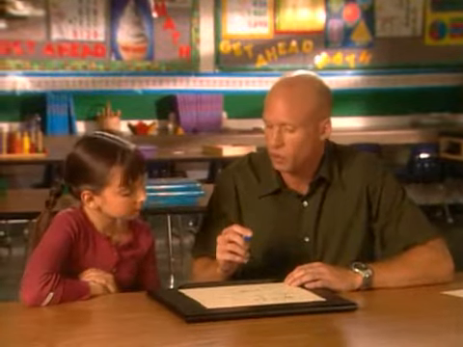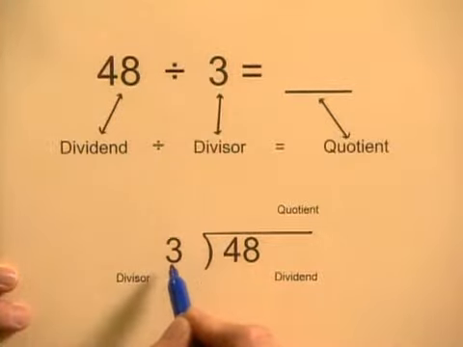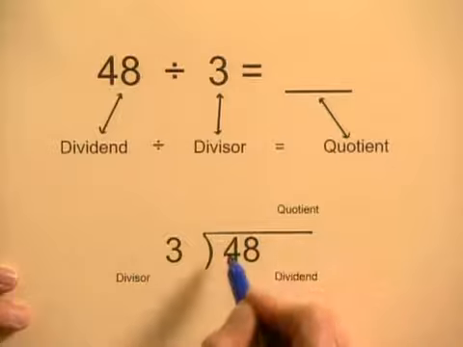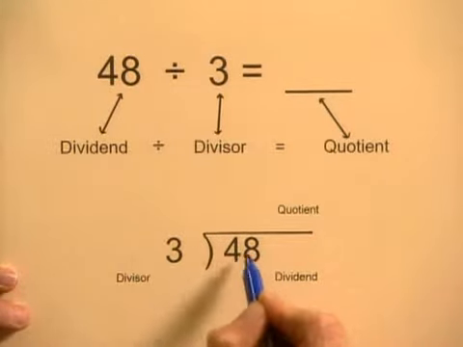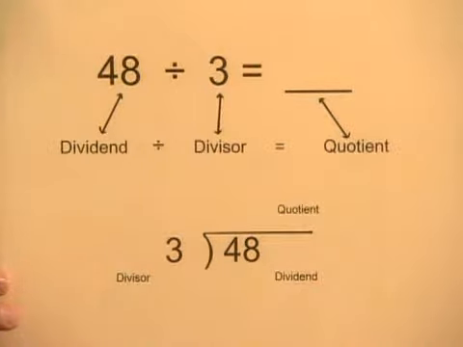First thing we want to do, Grace, is to set it up correctly for long division. This is how we're going to set up for long division. We put our divisor 3 outside here. We draw our division symbol, a little house, and we put the 48, our dividend, inside the house like that, okay? We're going to put our quotient on top, all right?